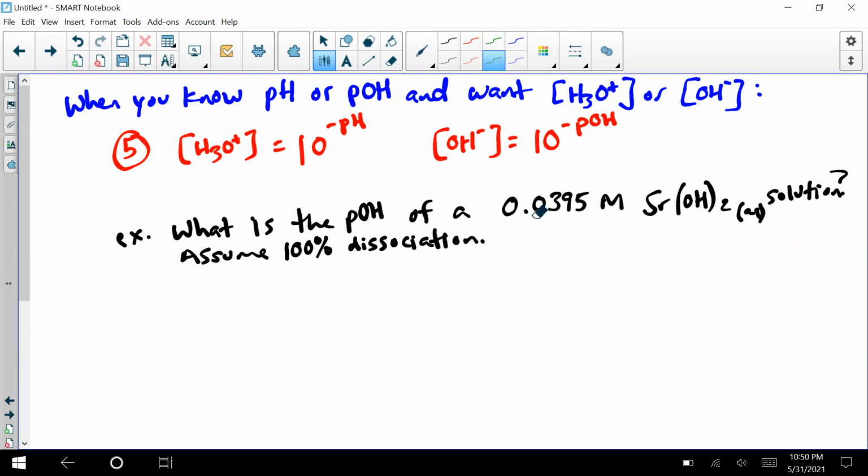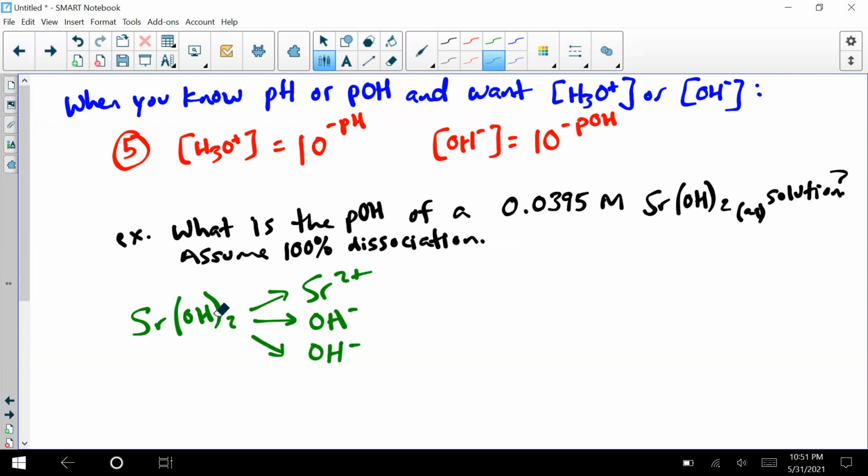What is the pOH of a 0.0395 molar strontium hydroxide solution? Assume 100% dissociation. So when strontium hydroxide, which in this case is going to be a strong Arrhenius base, dissolves in water, it's going to split up into ions. And we're going to get 3 ions from this. We're going to get a strontium ion. We're going to get a hydroxide ion. We're going to get a second hydroxide ion because the 2 hydroxides are going to split.